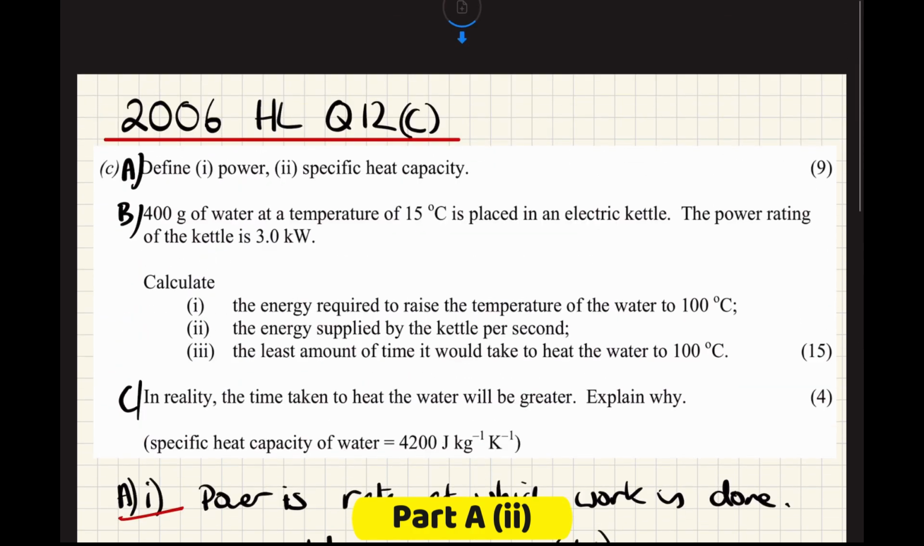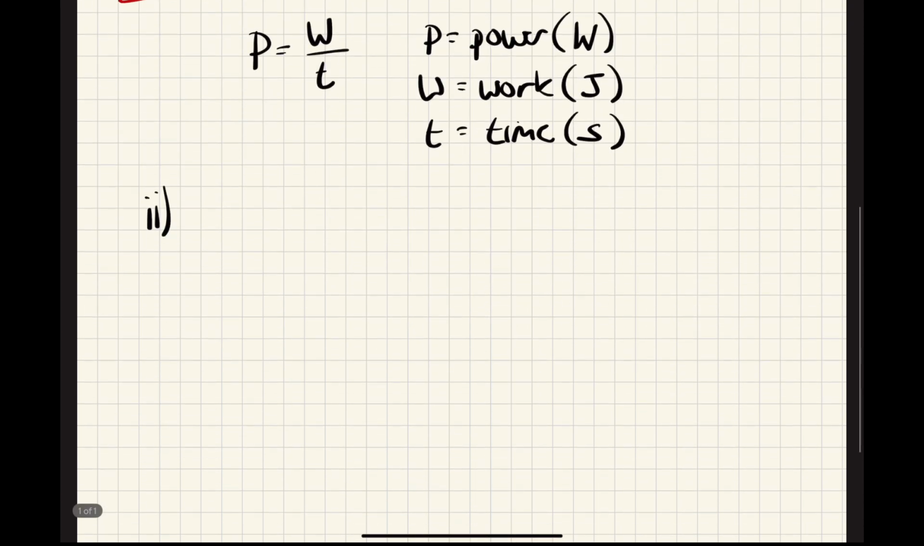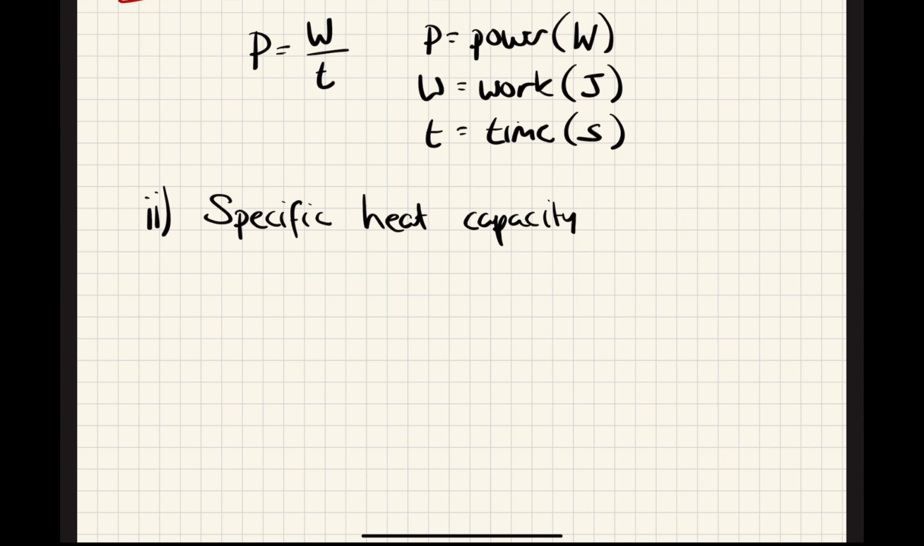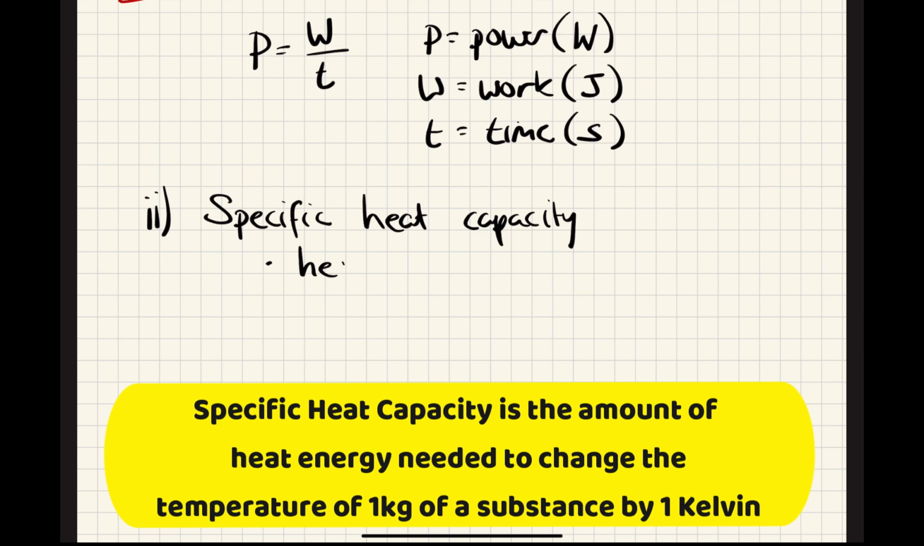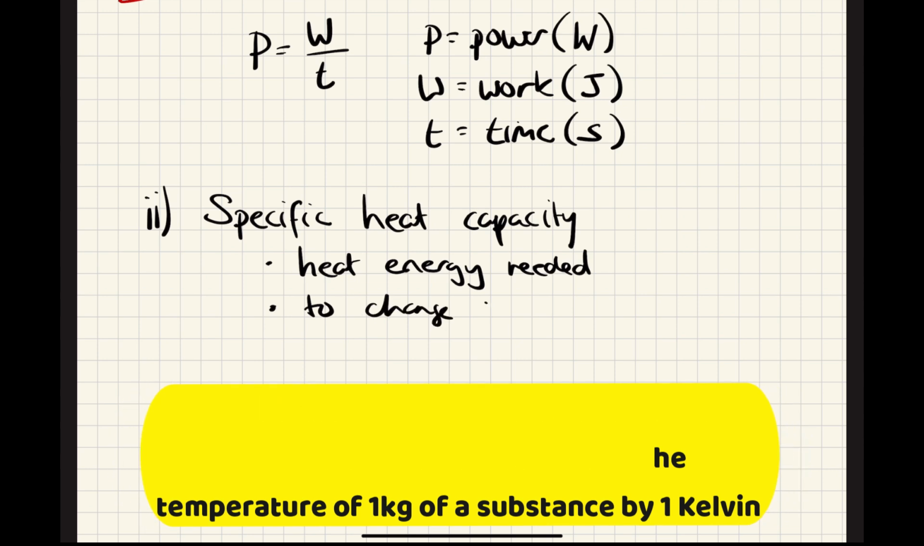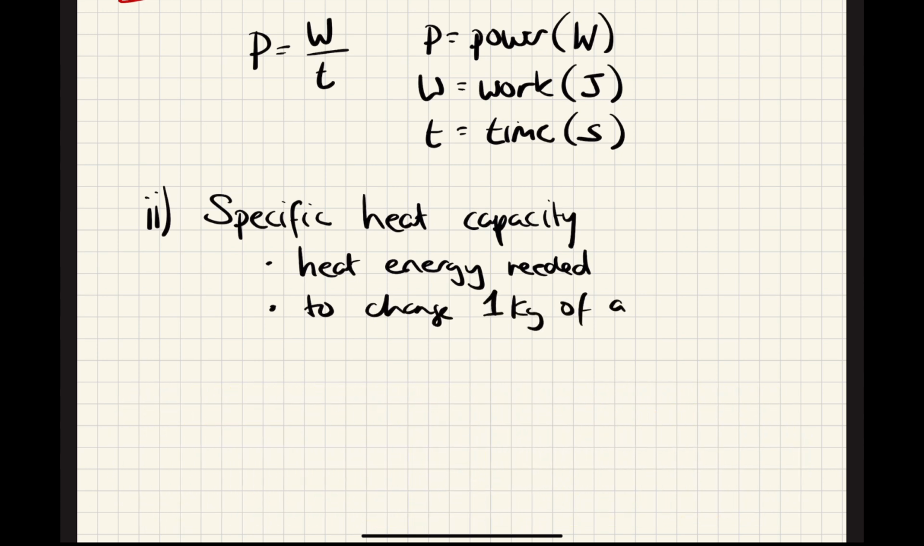Part 2 of that same part said specific heat capacity. So define specific heat capacity. Specific heat capacity is the amount of heat energy needed to change the temperature of 1 kilogram by 1 Kelvin. So it's the heat energy needed to change 1 kilogram of a substance by 1 Kelvin. You'll sometimes see some books say 1 Celsius, and I'm going to say not a big deal.